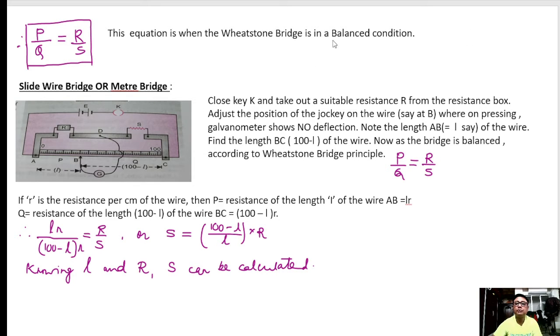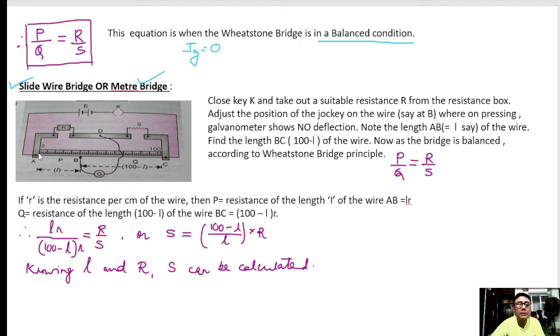So as I have shown it, this is the balanced condition in which Ig should be 0. Clear? Now let us start the topic slide wire bridge or meter bridge.